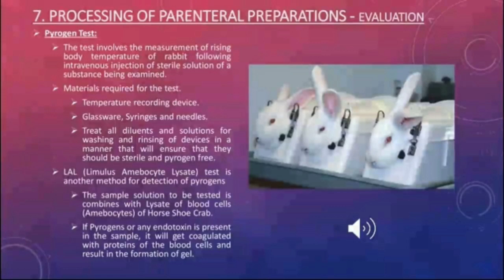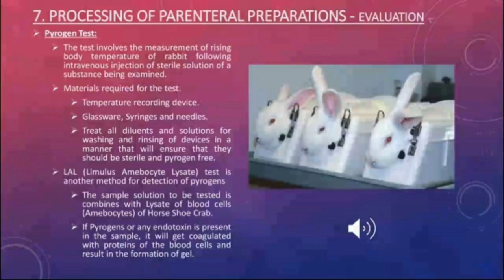A clinical thermometer or temperature sensing probe is inserted into the rectum of the rabbit for recording the body temperature. Two normal readings of rectal temperature should be taken prior to the test injection at an interval of half an hour and the mean is calculated, which is the initial temperature of the rabbit. Record the temperature of each rabbit at an interval of 30 minutes for 3 hours after the injection. The difference between the initial temperature and the maximum temperature recorded for a rabbit is taken to be its response.